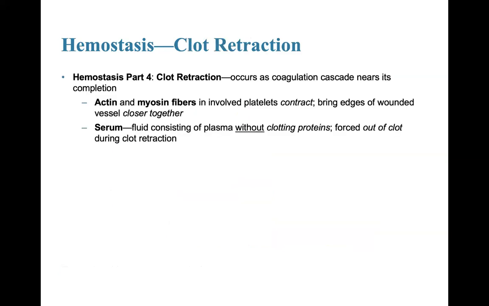The fourth stage of hemostasis is what we call clot retraction. This occurs as the coagulation cascade nears completion. The actin and myosin fibers involved in platelets will contract and bring the edges of the wounded vessel closer together. Fluid consisting of plasma without clotting proteins is forced out of the clot during clot retraction.